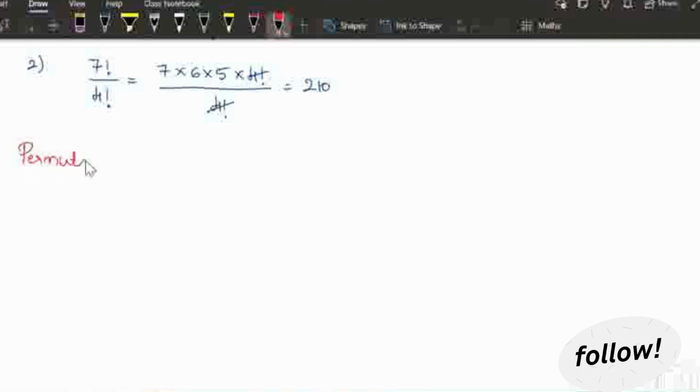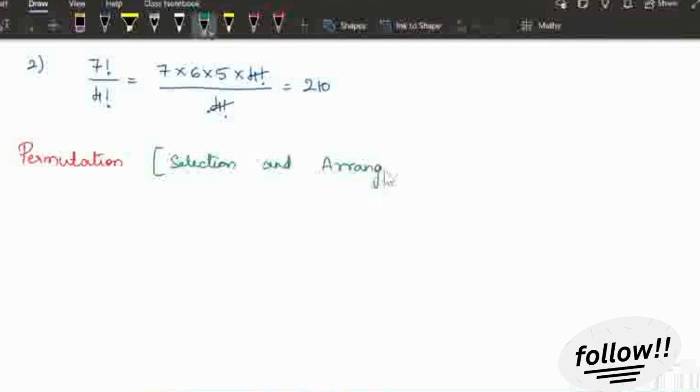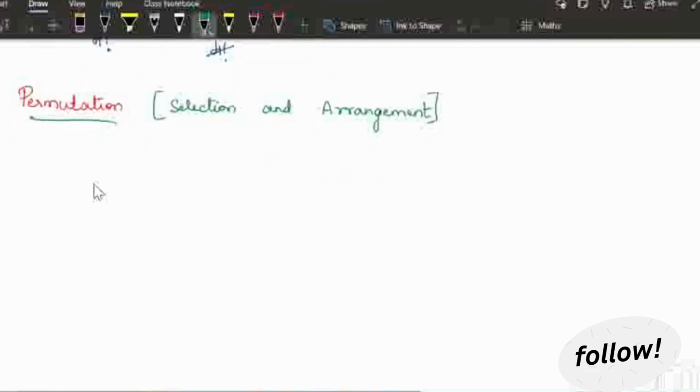So permutation involves selection and arrangement. Remember this. The basic confusion between permutation and combination can be cleared if you know whether a position is important or not. If a position is important, if ordering or arranging is involved, then that comes under permutation. If we have to just do the selection, then it comes under combination. Now, what is permutation? It is selection as well as arrangement.